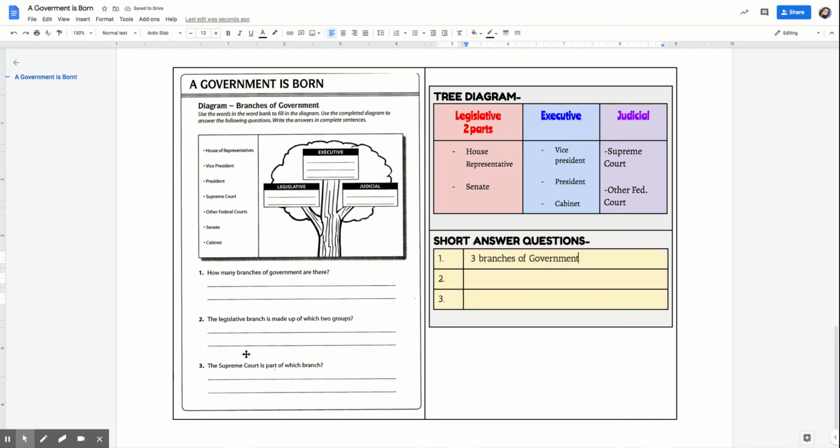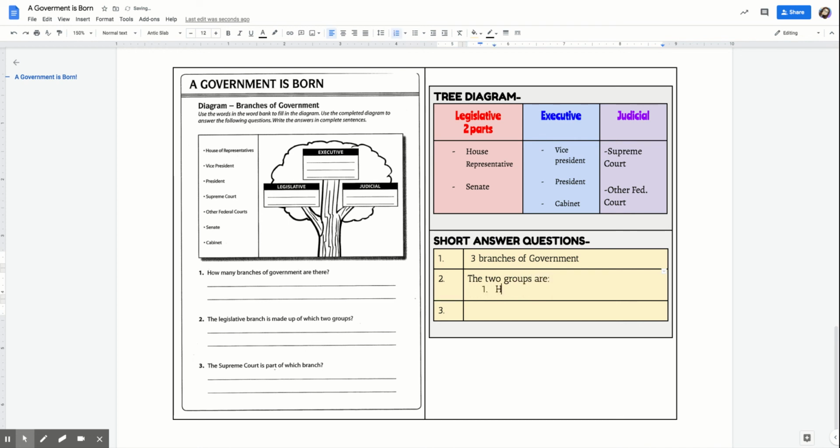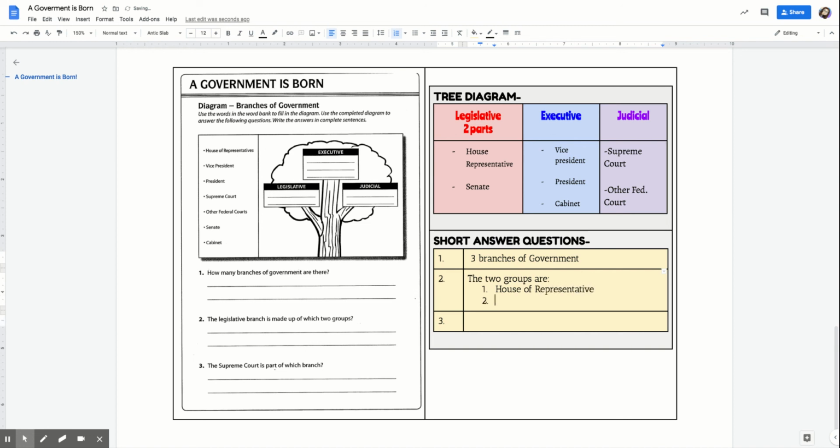Okay. Then it asks you, number 2, the legislative branch is made up of which 2 groups? I wonder where I can get that answer. Can it be? Is the 2 groups written right here for me? Yes, they are. So you can just put the 2 groups are 1, the House of Representatives, and 2, the Senate. Those are the 2 groups or the 2 parts of the legislative branch.